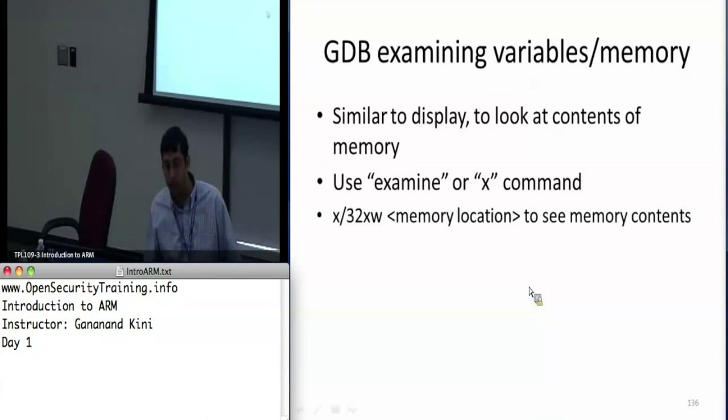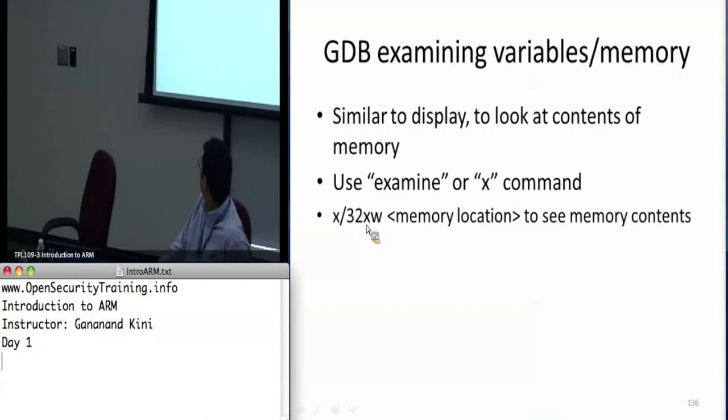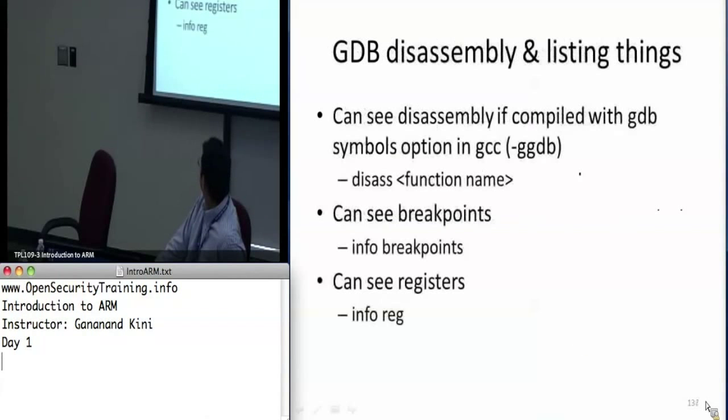Similarly, to display or look at memory contents, you use the x or examine command. The examine command takes a format string. So if I want to look at a particular memory location, and I want to look at 32 words in hex, this is how I would do it. This says look at a count of 32, print the values in hexadecimal, and print them a word at a time. I'll show you more examples of this in a little bit.